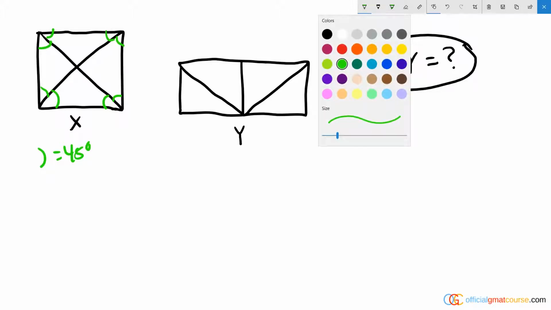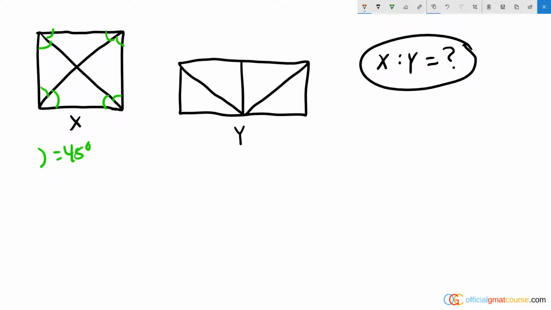Now, what does that mean for these angles here? Well, if you look at this, we have a 45 and a 45, which means this is going to have to be 90 so that in this little triangle, we have interior angles that add up to 180 degrees. So each of these angles in here is 90 degrees.